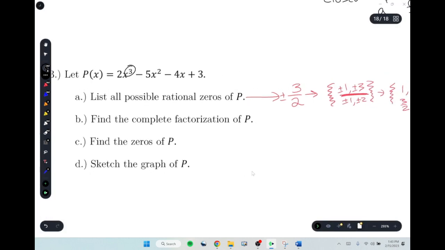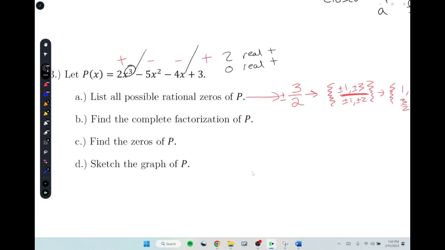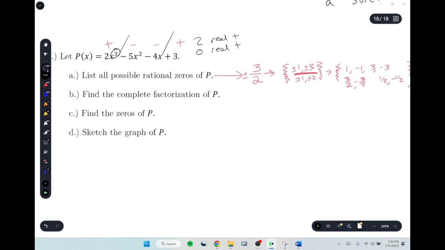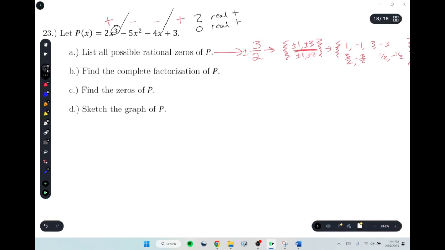You want to throw Descartes' rule of signs in there, you could say plus, minus, minus, plus. How many sign changes are there? 2 sign changes? That means there's either 2 real positive or 0 real positive. Kind of crazy. That was the real quick version of the sign change rule. And then the last one, which is sketch the graph, it's sketch the graph of the zeros that you get when you solve the problem.